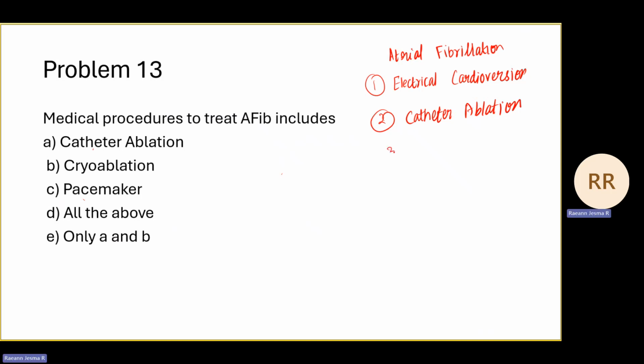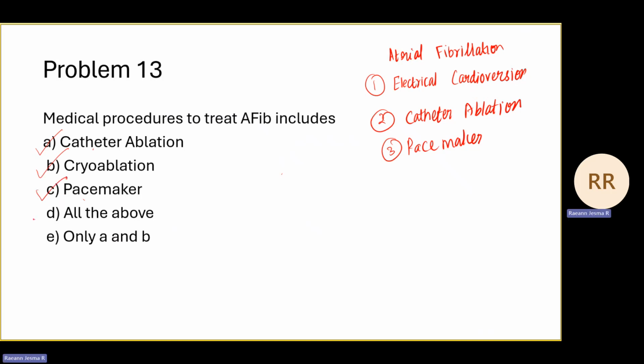So third one is pacemaker. People also use a pacemaker to reduce atrial fibrillation. There are certain other methods also to reduce atrial fibrillation. One of the treatments is catheter ablation. Another is to use very low temperatures to ablate the tissue, which is called cryoablation. So to treat atrial fibrillation, we can use catheter ablation, cryoablation, or a pacemaker.